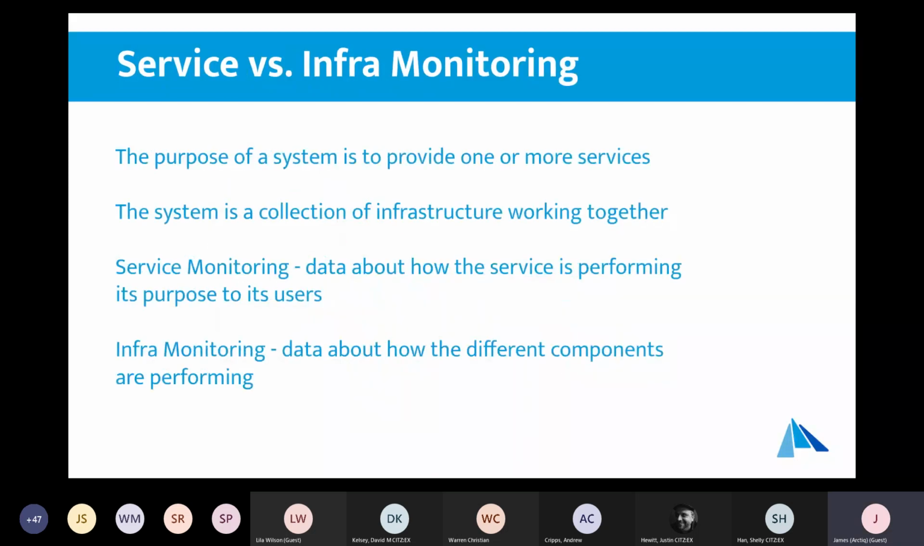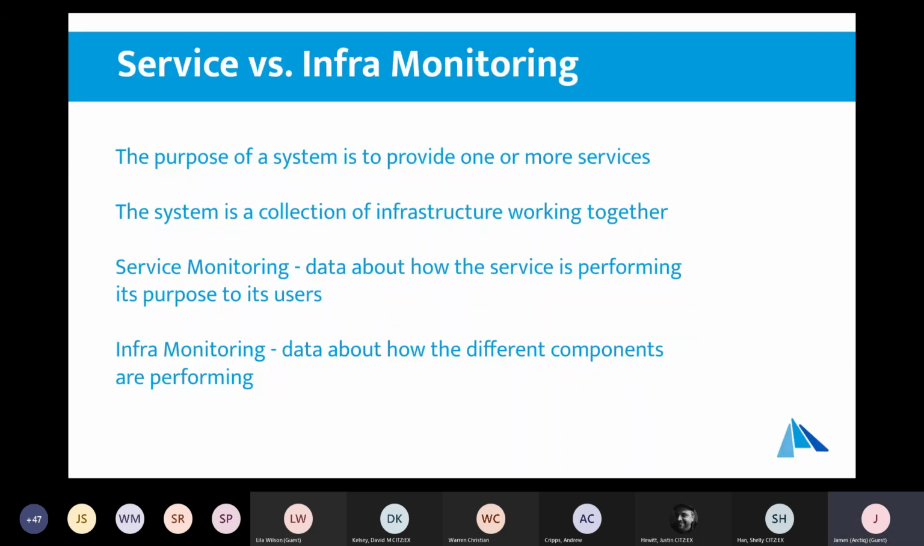So I'm going to talk a little bit about service monitoring terminology around monitoring. We have a system, and we build the system because we want it to provide one or more services to people. The system is a collection of infrastructure, and they're all working together to provide this service. So when I'm talking about service monitoring, I'm talking about data about how the service is performing whatever its purpose is to its users. Infrastructure monitoring is focused on all those different infrastructure components that make up the service that we're offering to our users.